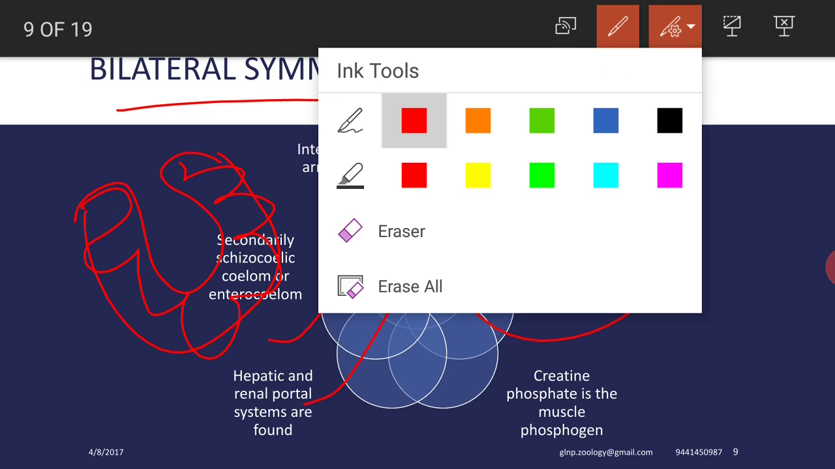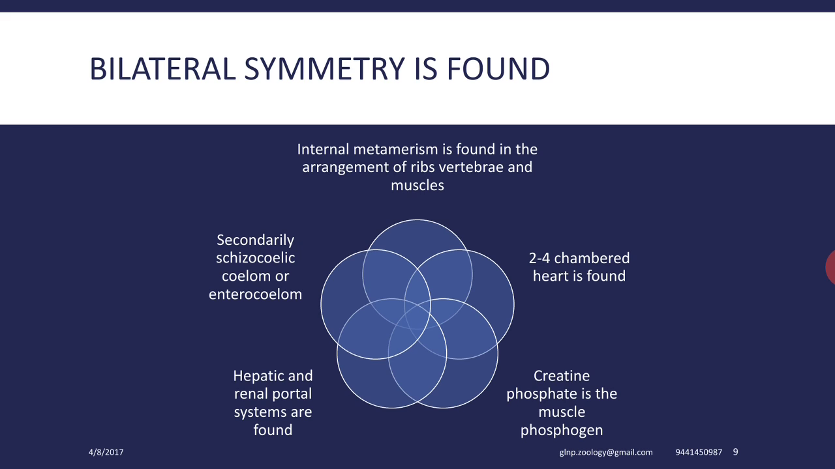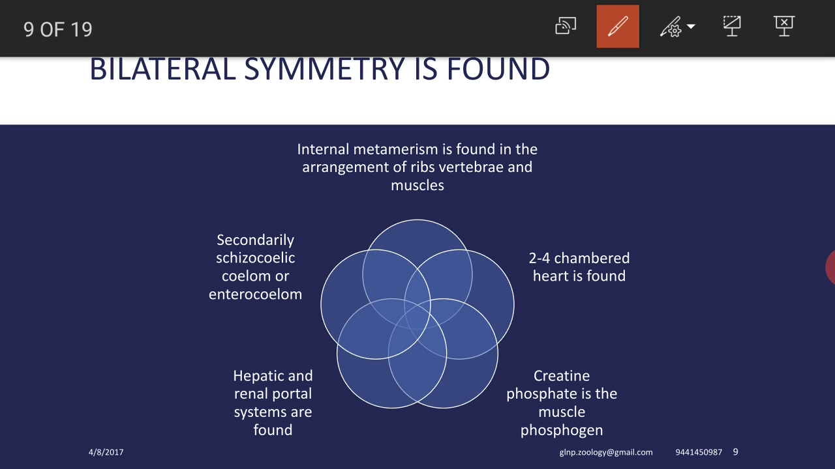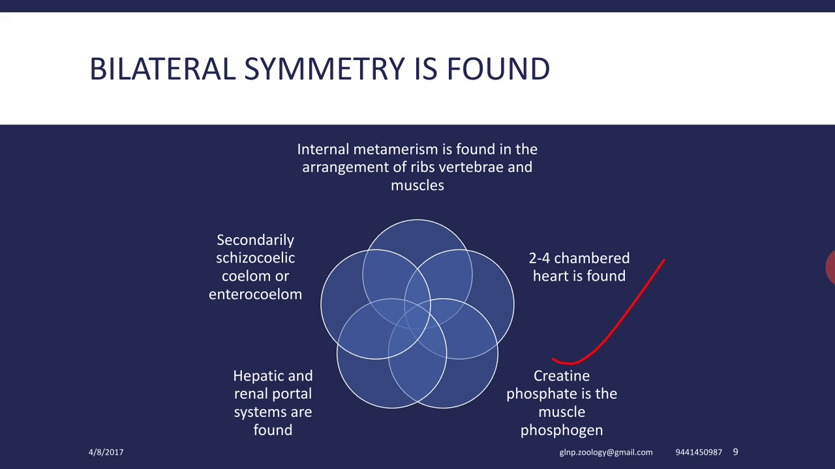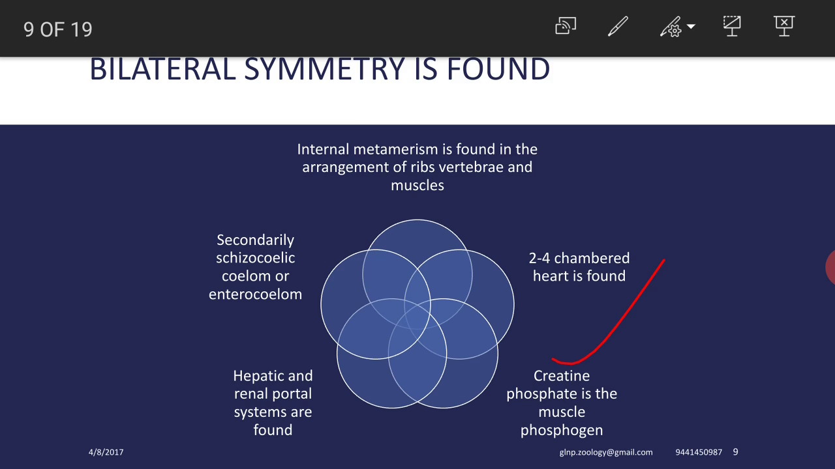and it is also known as secondarily schizocoelic coelom. And there is one more important aspect, that is the muscle phosphagen that is present in the chordates. The muscle phosphagen that is present in the chordates is creatine phosphate, and this creatine phosphate is responsible for regenerating ATP in case of all chordates. Whereas in case of invertebrates, of course, there is one more muscle phosphagen that is called arginine phosphate. So arginine phosphate is found in case of invertebrates, and creatine phosphate is found in case of chordates.